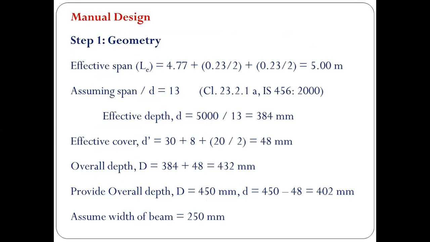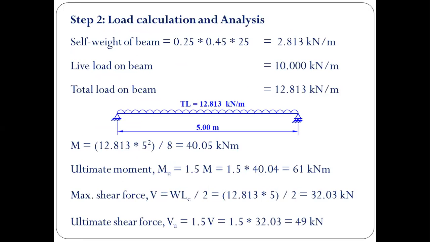Geometry. So we have calculated the effective length as 5 meters, overall depth as 450 mm, effective width as 250 mm. Load calculation and analysis. So we have calculated the total load on beam as 12.813 kilonewton per meter, and this problem has now been reduced to a simply supported beam with the uniformly distributed load.